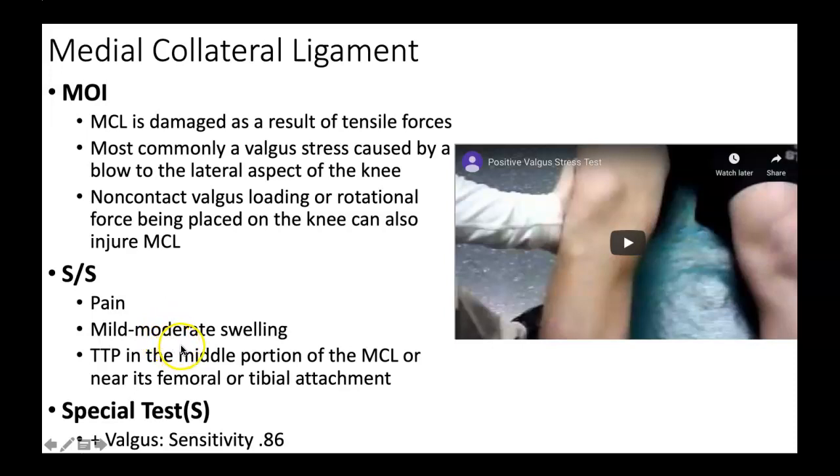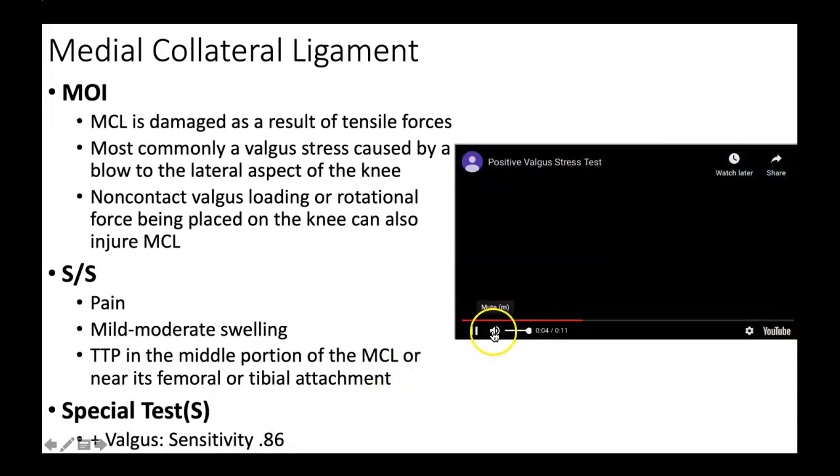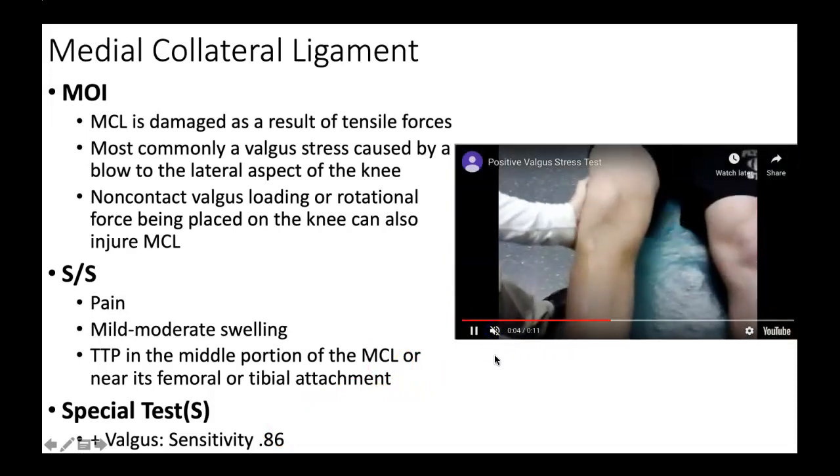The special test for an MCL injury is going to be a valgus test, and the specificity for the test isn't reported, but the sensitivity is. So this tells you this is a really good test at ruling out the pathology. The sensitivity is 0.86, which means we're 80% certain the patient doesn't have it if we get a negative test. So I'm going to show you what a positive valgus stress test is going to look like.